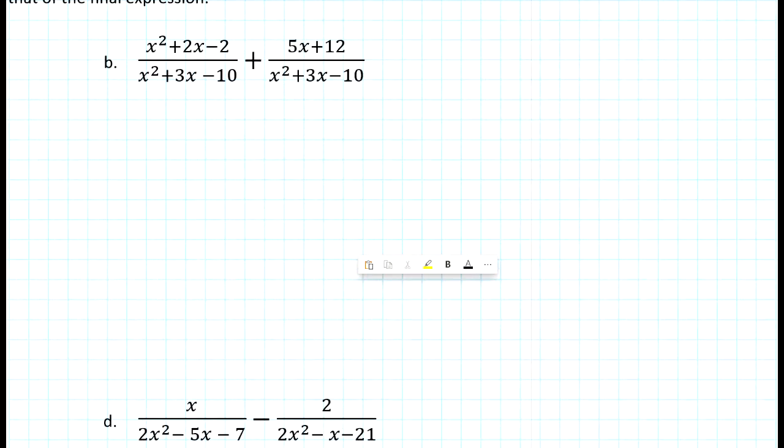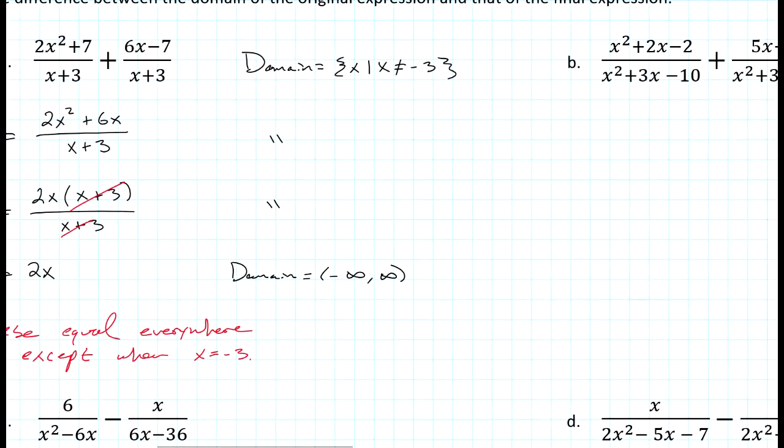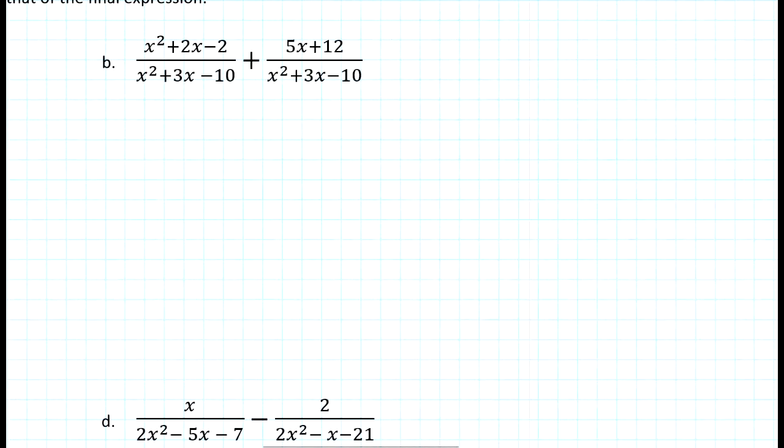We're given x squared plus 2x minus 2. Oops, excuse me. Let's start that over again. That screen got all jittery on me.